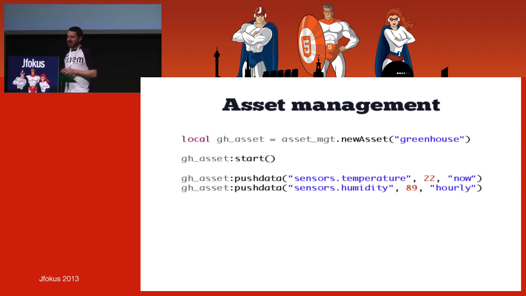Thank you. So if you want to send data to the server, you would push data to the agent on behalf of a specific applicative asset like my greenhouse. And if I want to push a temperature data immediately, I could use a specific policy that's been configured in the agent before, like the now policy. And if for some reason the humidity, I want to send it only once an hour, I just basically push the data to the agent, and I know that eventually once an hour the data will be sent to the server. So that's the asset management.